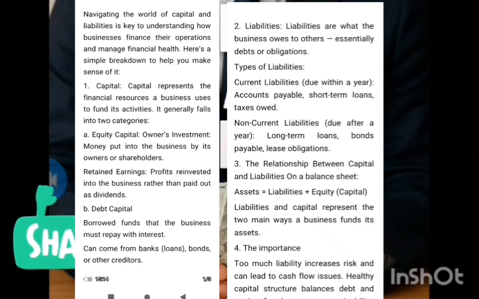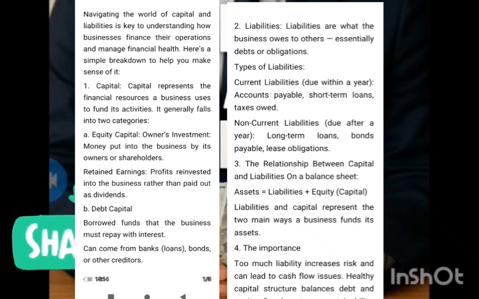Current liability is also known as short-term liability, which are the debts that the business is owing and they are supposed to pay within a year. Examples here include suppliers, short-term loans like overdraft, taxes owed, accrued expenses, prepaid revenue, and so many others.